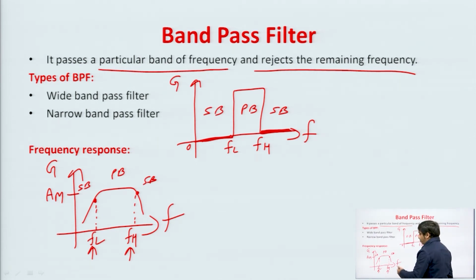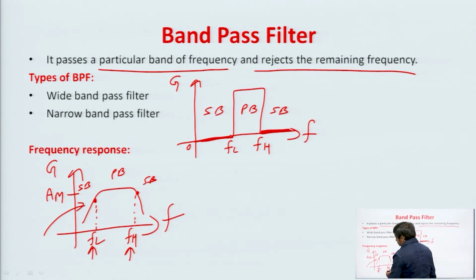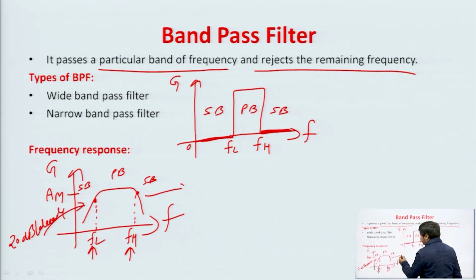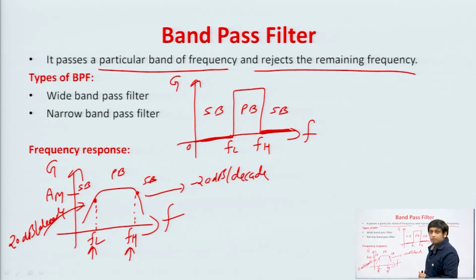So, what will be the roll off rate? The roll off rate here will be 20 dB per decade, and here it will be minus 20 dB per decade, right. So, we can see that the minimum order of this band pass filter will be 2.